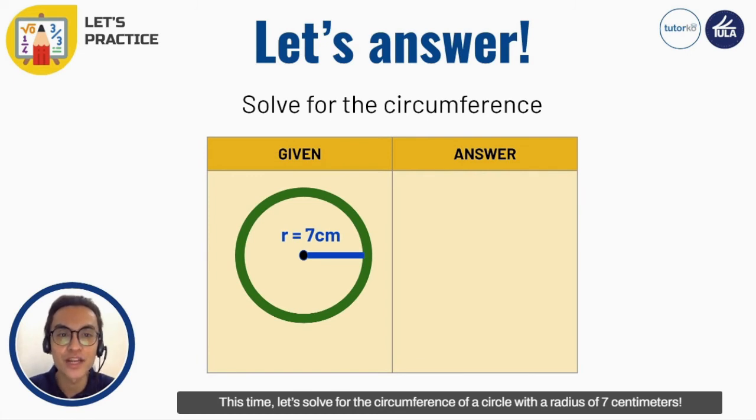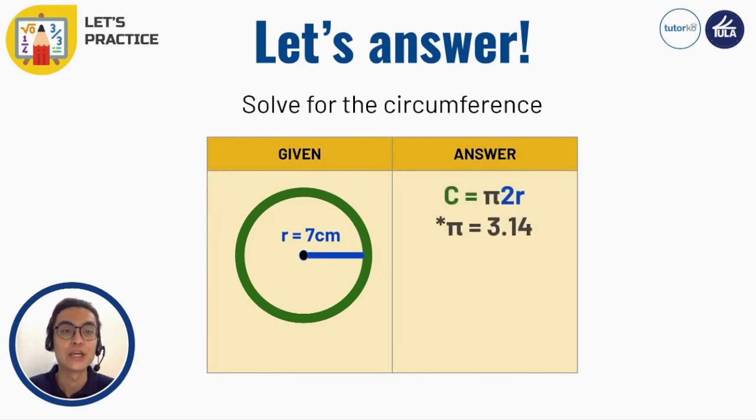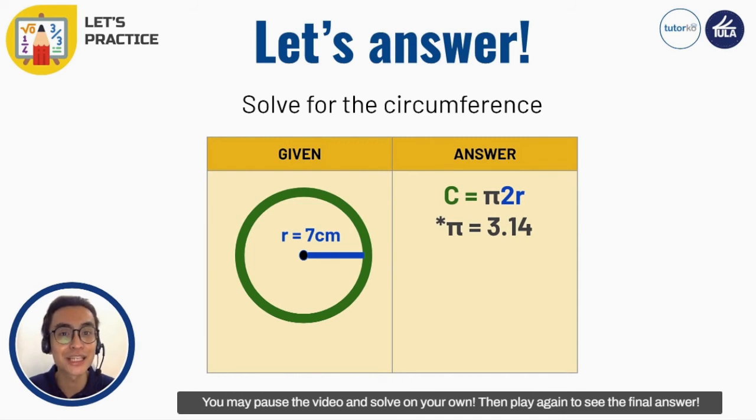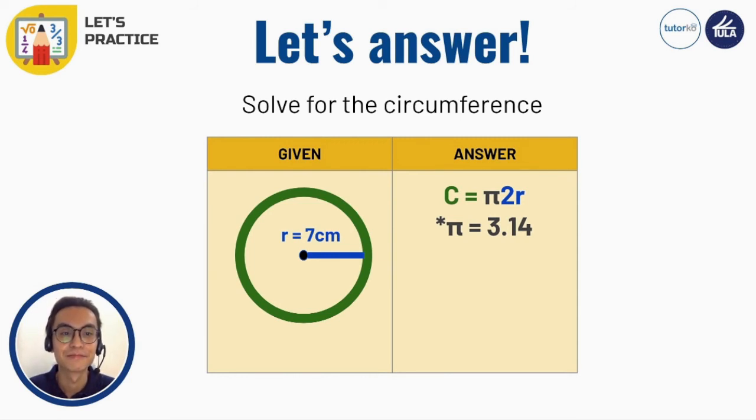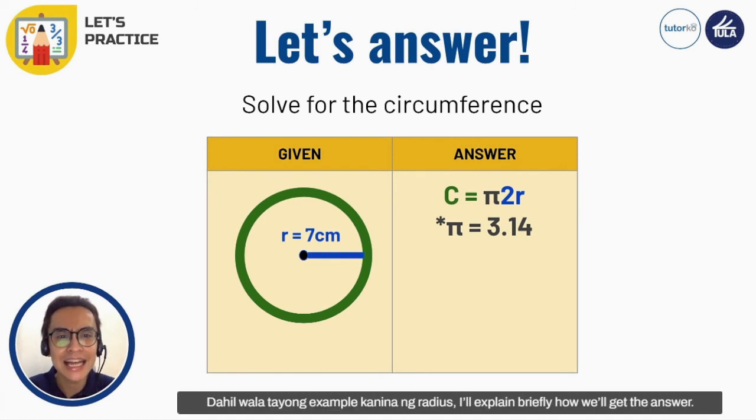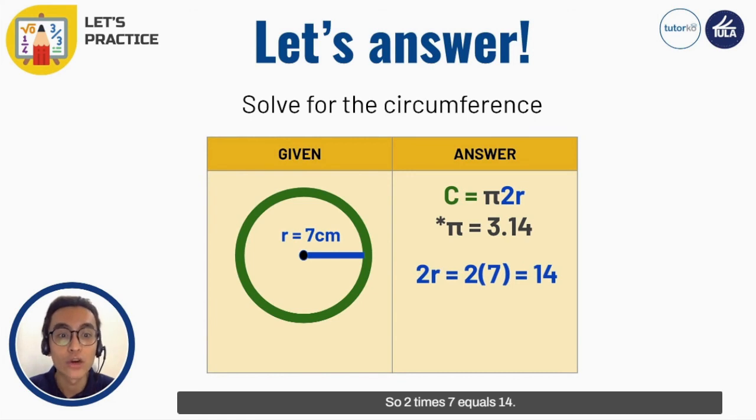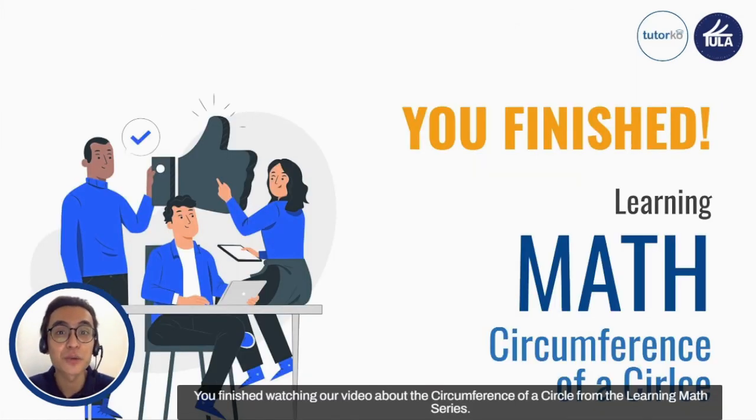This time, let's solve for the circumference of a circle with a radius of 7 centimeters. Tandaan, ito ang formula. You may pause the video and solve on your own, then play again to see the final answer. Okay, ready ka na ba? Dahil wala tayong example kanina ng radius, I'll explain briefly how we'll get the answer. First, since our formula has 2r, we have to multiply the given radius first. So 2 times 7 equals 14. Now, we can multiply pi times 14 and our final answer is 43.96 centimeters.